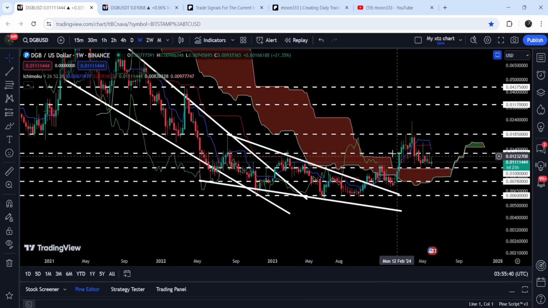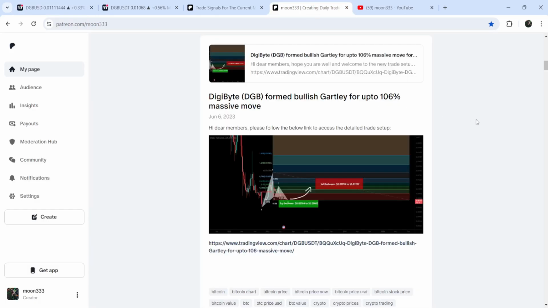And I would also like to share with you a quite long-term trade signal for DigiByte coin that I shared, by the way, last year in June 2023 with my members. And this was a quite long-term trade setup because it was formed on a weekly time frame chart, and so far this move has produced almost 300% pump.